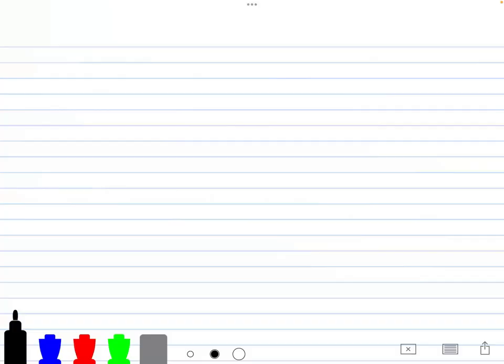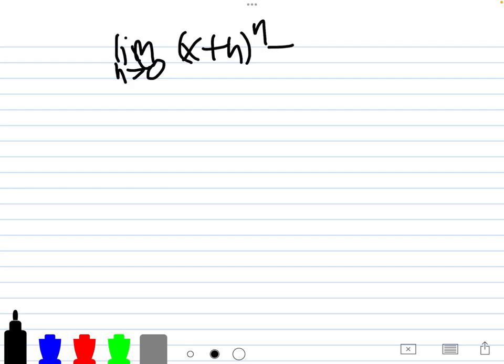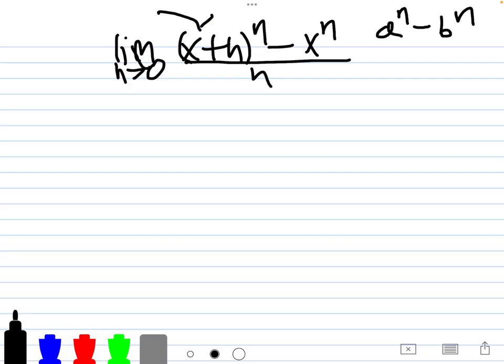So we have the limit as h approaches 0, x plus h to the power of n minus x to the power of n all over h. That's our initial limit statement. In this case, let's remember our a to the power of n minus b to the power of n that we were discussing. Let x plus h be our a term, and let x be our b term.